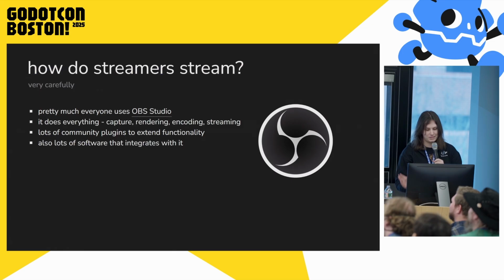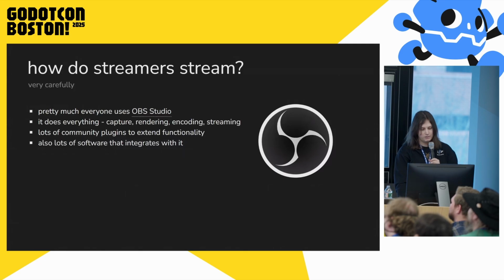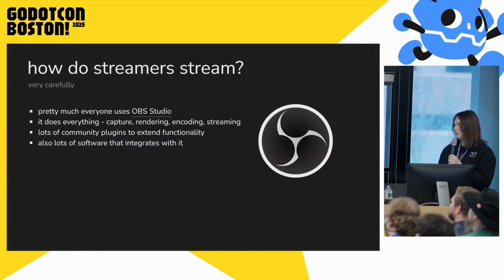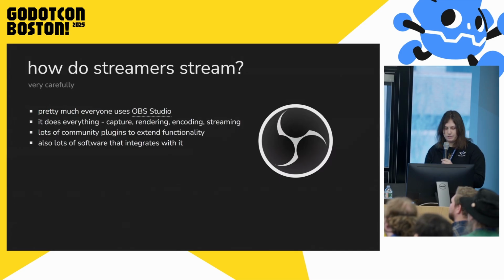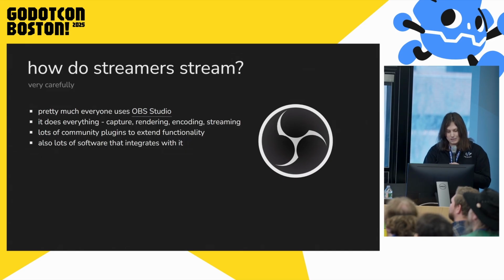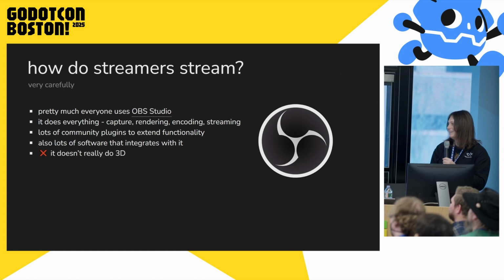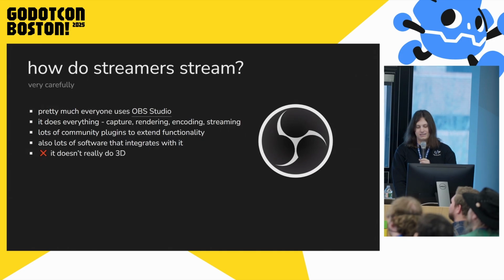So first of all, let's go back to the beginning. How do streamers stream? Pretty much everyone uses this software called OBS Studio. It does everything. It captures your desktop, it captures your camera, it composites everything together, it encodes that, it sends it to Twitch. There's also a ton of community plugins that make it do crazy things. And there's a bunch of software that integrates with it. The one problem is it's 2D. It doesn't do anything that's 3D.